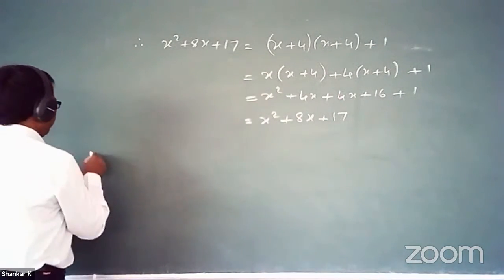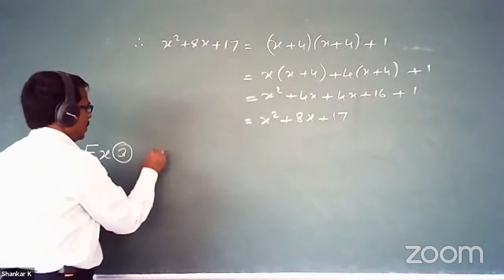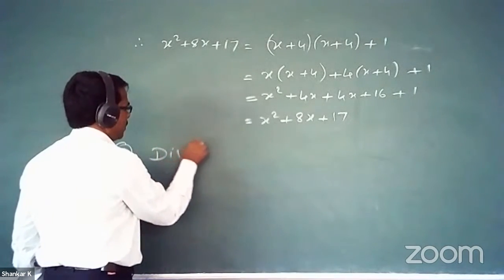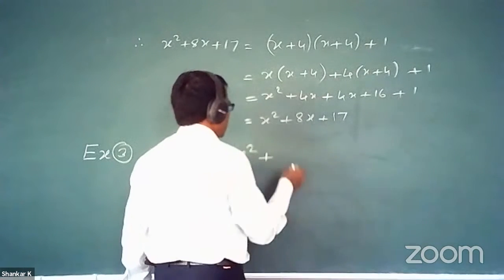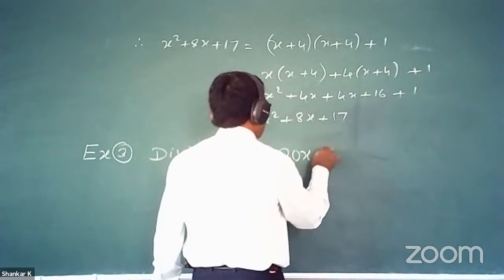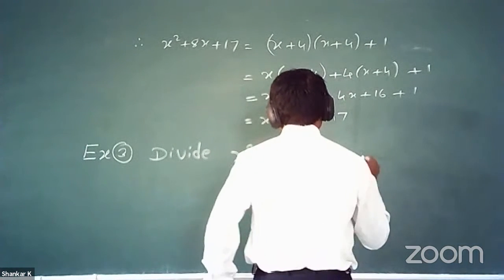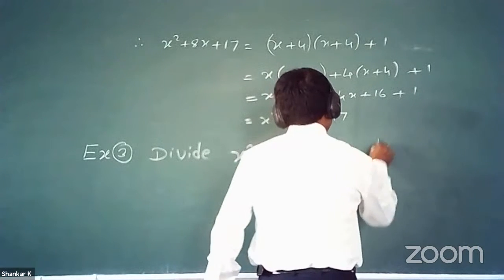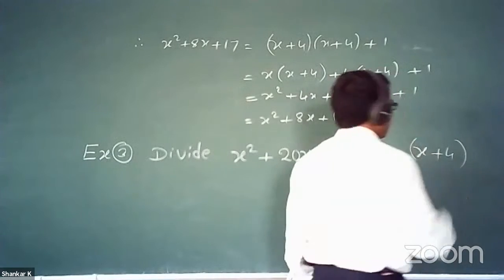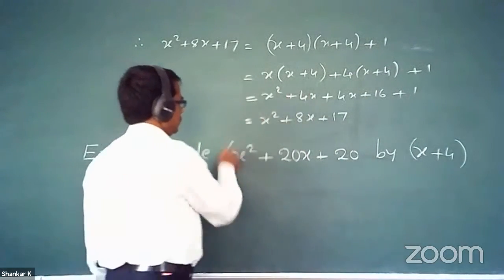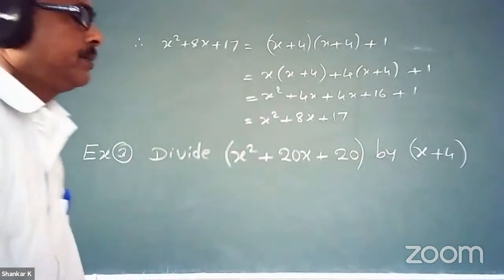Example number 3. Let's just start with this. Example number 3. Simple one I'll give. Divide x square plus 20x plus 20 by x plus 4. You do this now. Be fast.